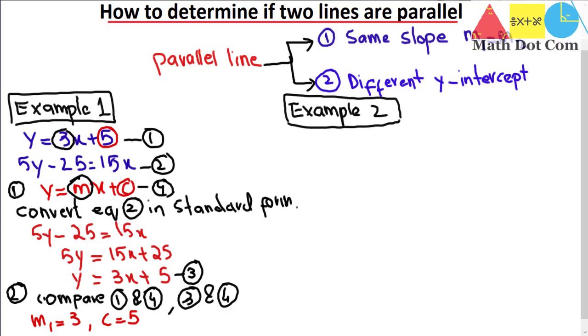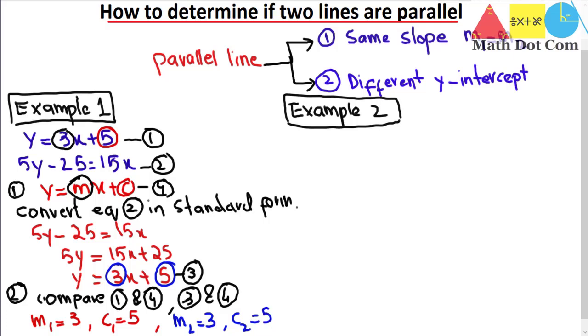Now let's see, if I say c1 is equal to 5, that is the y-intercept of equation 1. Then what will be the slope and y-intercept of equation 3? It can be seen easily that this 3 represents the slope. So you can say that m2 is equal to 3 and this 5 represents the y-intercept. So c2 is equal to 5.